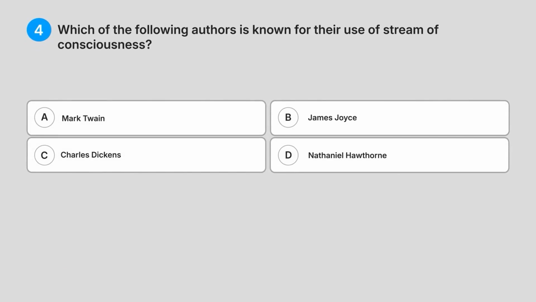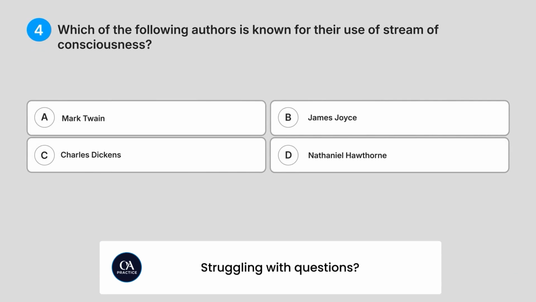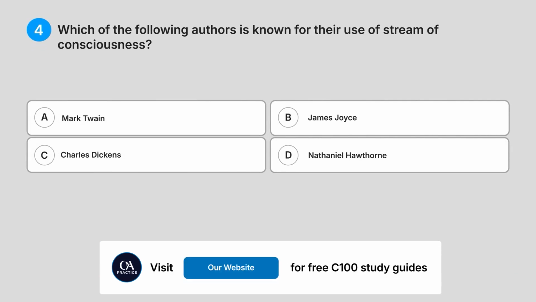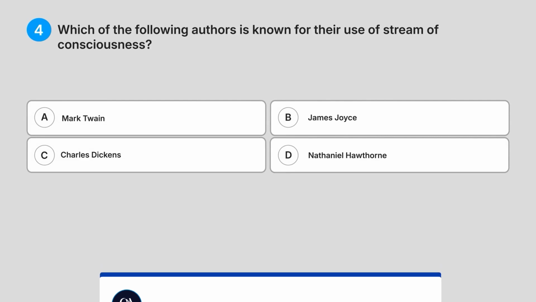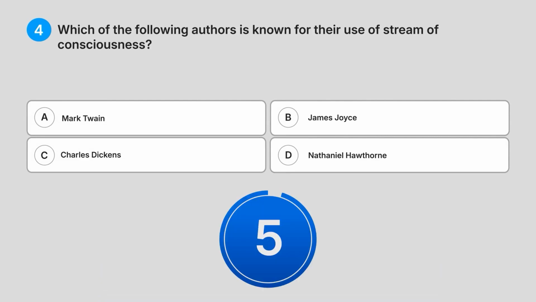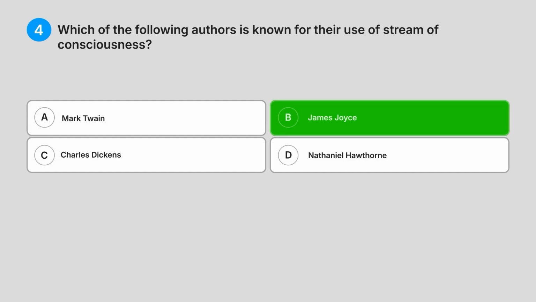4. Which of the following authors is known for their use of stream of consciousness? A. Mark Twain. B. James Joyce. C. Charles Dickens. D. Nathaniel Hawthorne. Do you know the answer? Correct answer, B. James Joyce.